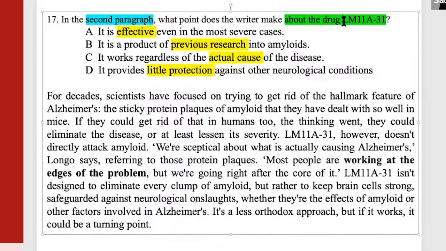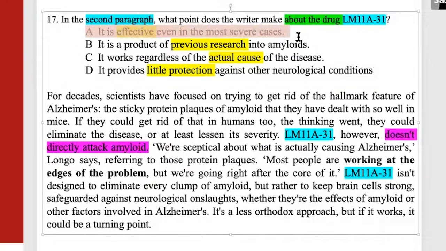You have the name of a drug here, right? You have to straight away identify those names in the text. LM11A31, however, doesn't directly attack amyloid. We are skeptical about what is actually causing Alzheimer's. It doesn't attack amyloid directly, so does it say it is effective? No, it is not effective. But this option says it is effective, which is the opposite, right? You can eliminate it.